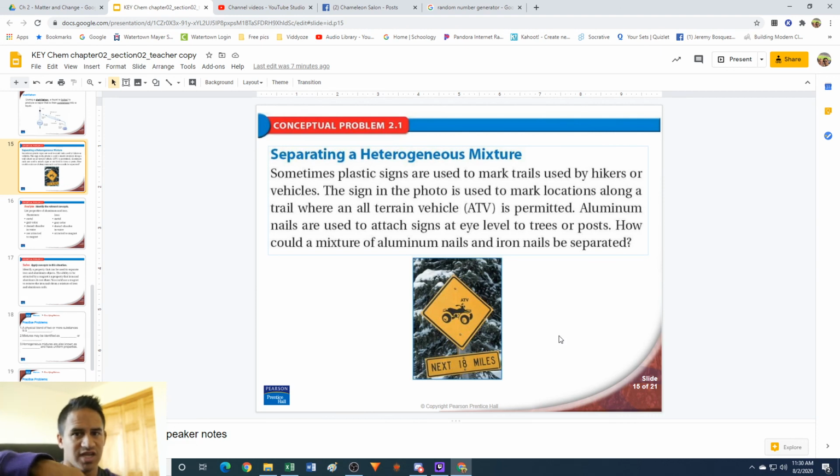So you could take a magnet, you could stick it in there. All the iron nails, of course, will stick to the magnet, and all the aluminum ones will stay in the bucket. Then you pull all the iron ones out, and all the aluminum ones stay in the bucket. You've now separated them out, and they're still iron nails. They're still aluminum nails, right? Piece of cake. So that's just one way that we could separate this mixture. There's other ways too. Like I said, density would be another way, but magnetism is probably the easiest.